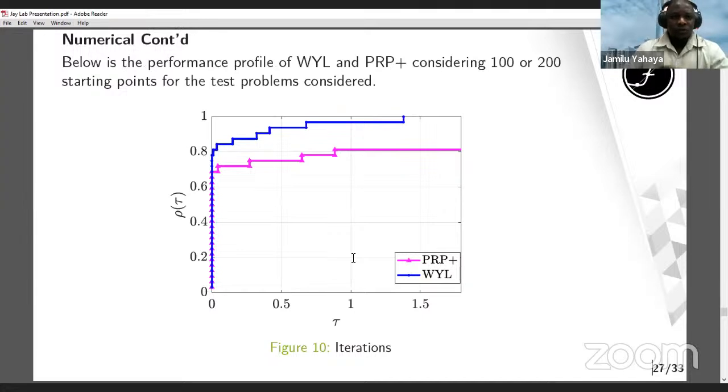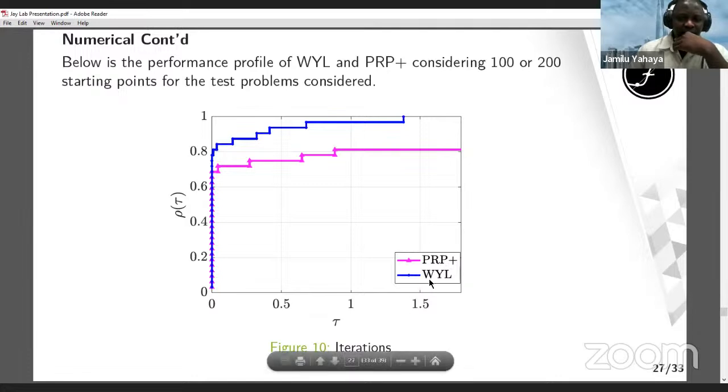So look at below, this is the performance profile of the WYL and PRP plus considering 100 or 200 starting points for the test problems considered. We considered about 30 test problems, and the starting points were randomly selected by the computer itself. So this is the performance profile with respect to the iterations.